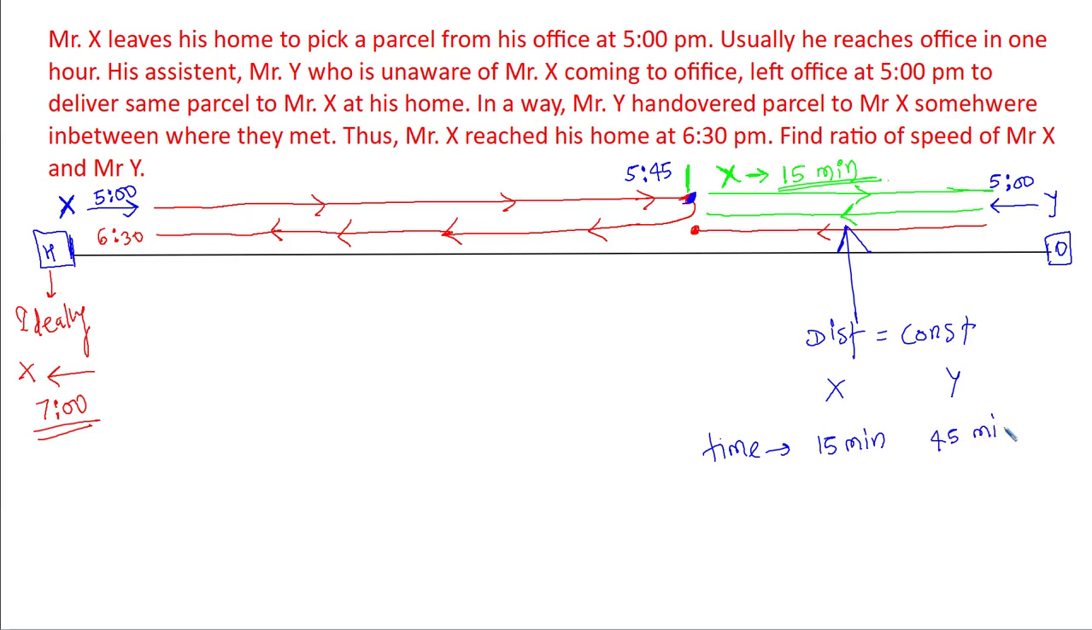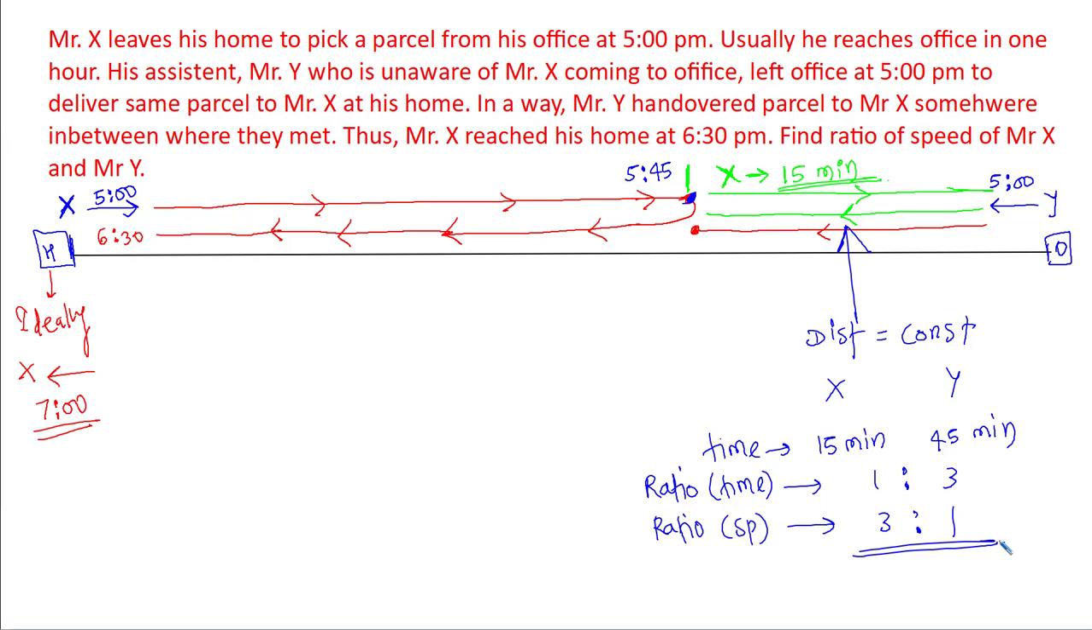So the ratio of time taken to travel this stretch is 1:3. Over here the distance is constant, so speed is inversely proportional to time. So the ratio of speed of X and Y is going to be 3:1. This is our final answer. Our question was to find the ratio of speed of Mr. X and Mr. Y, so the answer is 3:1.